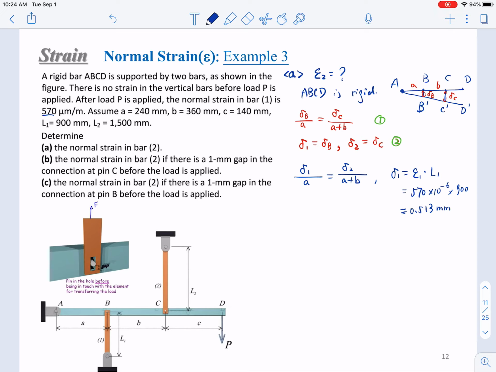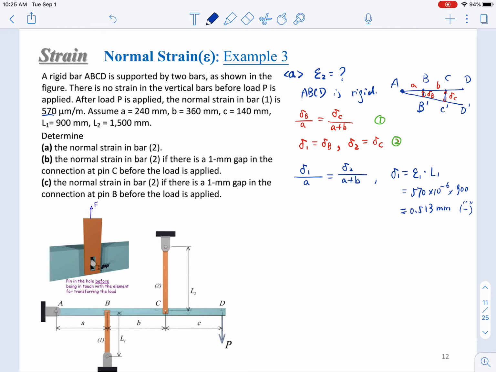Is this positive or negative? When you add the P downward, this bar 1 will be compressed, so this is actually a negative value. But we will not use the signs in this calculation since it's just geometry. We're calculating everything based on geometry, so the negative sign, positive sign doesn't matter. You just know the magnitude of those deformations. But you should know that this one is in compression, and the other bar 2 will be in tension, so the deformation of bar 2 will be positive.